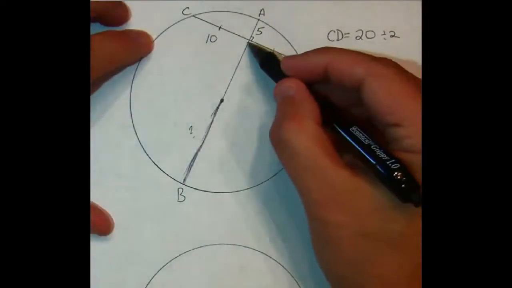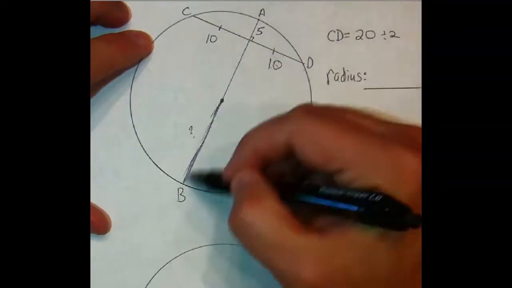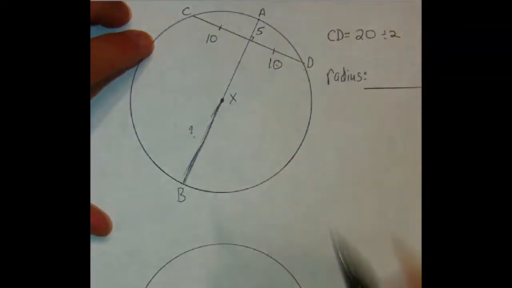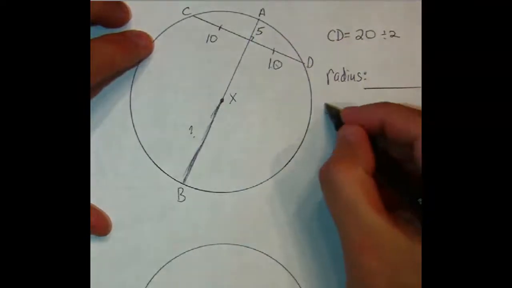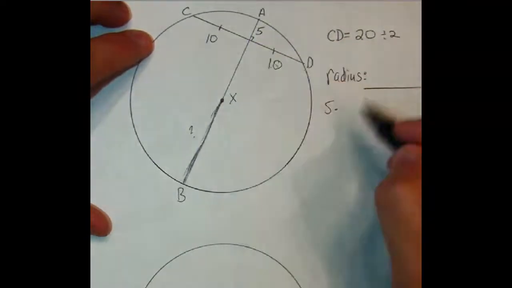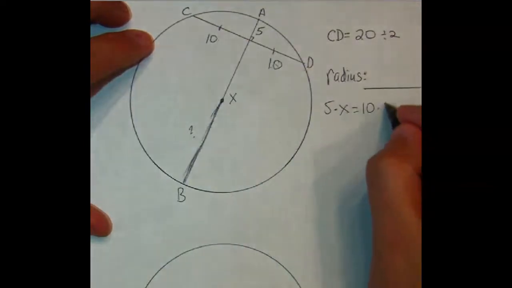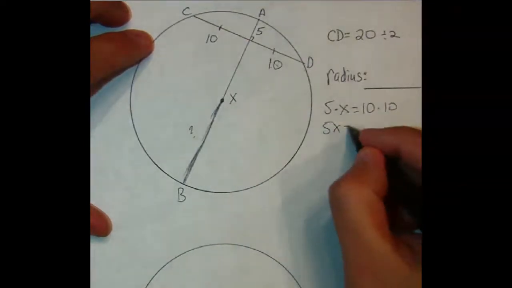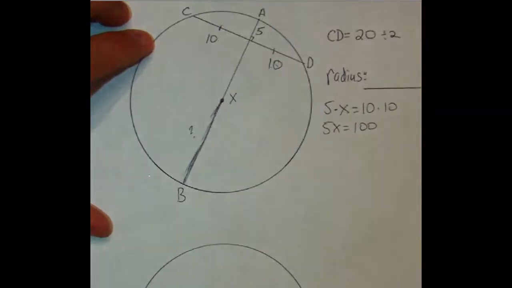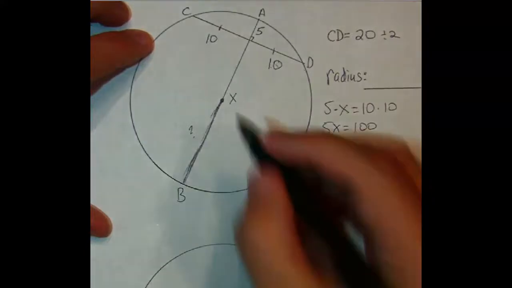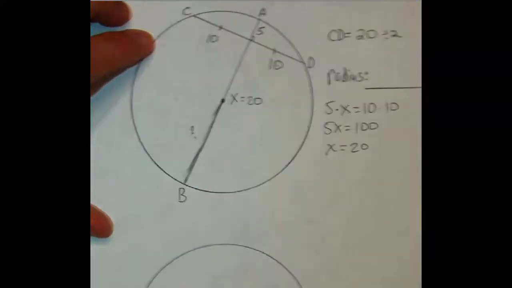So therefore, from this point to B, we can label that as X. Segment times segment equals segment times segment. 5x is equal to 100. If you take 100 divided by 5, you get x equals 20. That is not your answer.